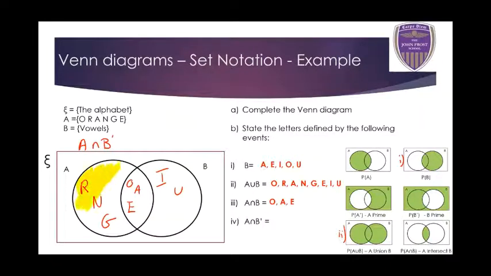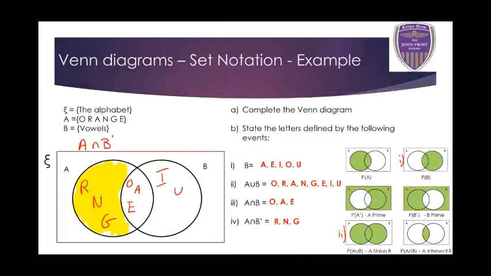So that's going to be only event A, so not event A and B. And those letters are R and G. So that's how you described event A and not event B. Okay, so very complicated, very tricky subject this, so don't worry if you don't get it first time.